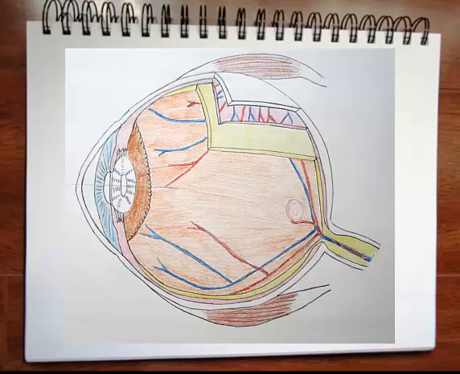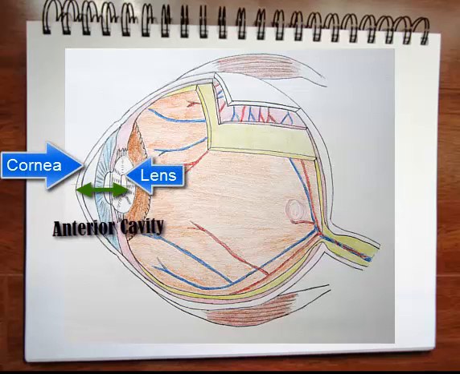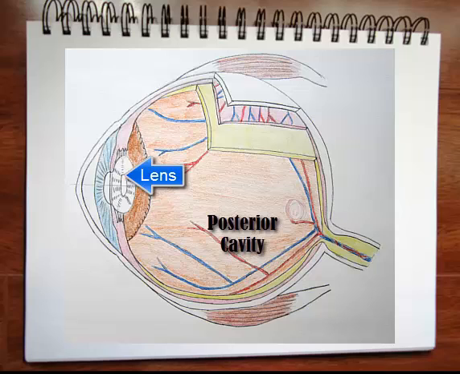The interior of the human eye is divided into two regions, an anterior cavity and a posterior cavity. The anterior cavity is the region from the cornea to the lens. The posterior cavity is the remaining area behind the lens.